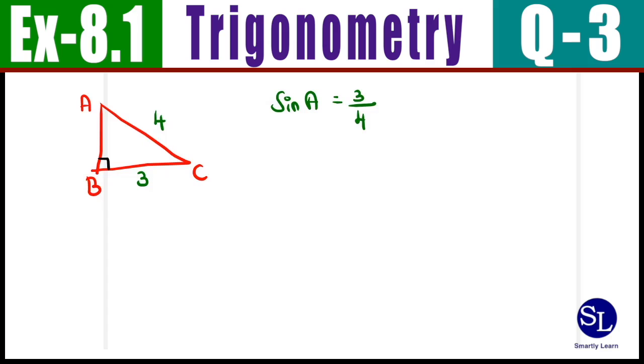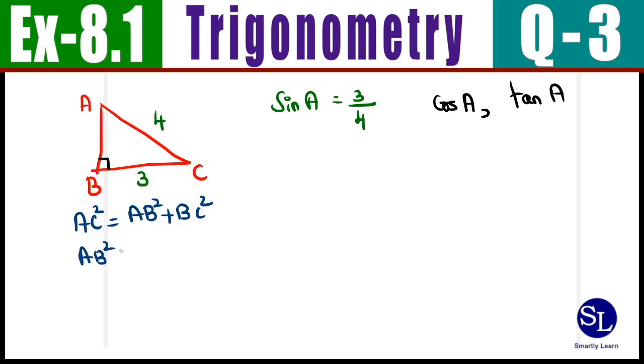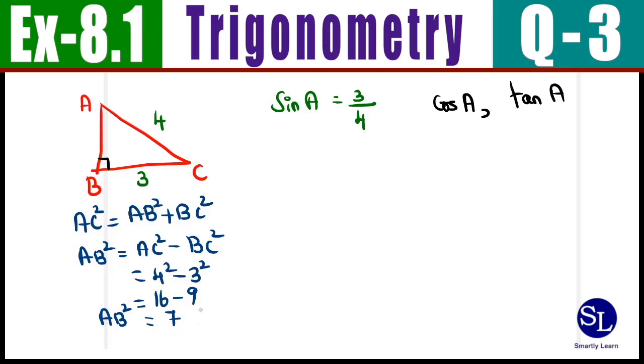So what is expected for us is we are supposed to calculate the value of cos A and tan A. So the stumbling block for us to calculate that is going to be side AB. So let's apply Pythagoras theorem. Accordingly, AC square is equal to AB square plus BC square. Since we need AB square, it is AC square minus BC square, which is 4 square minus 3 square, 16 minus 9, which is equal to 7. AB square is 7, which means AB is just root of 7.